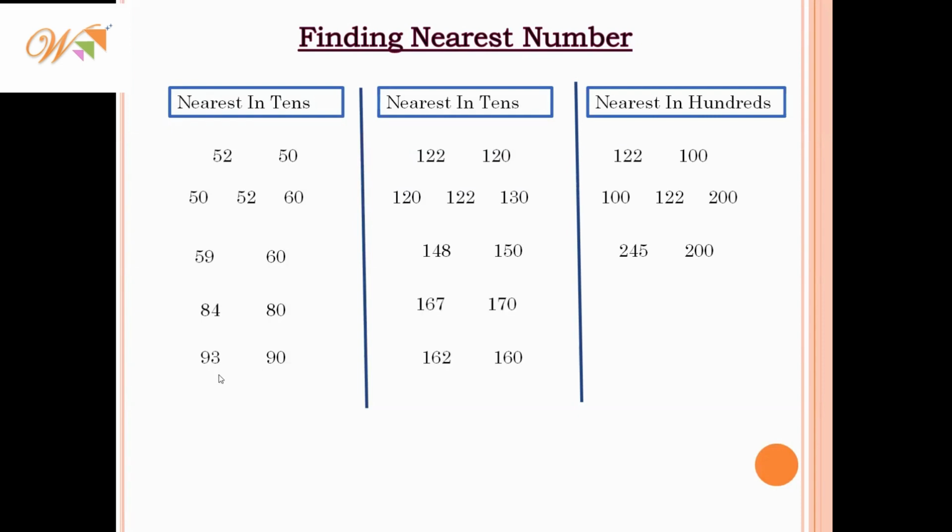Similarly, 167, we'll not look at 1. 1 will come as it is. 67 is more near to 70. In 162, 62 is more near to 60.